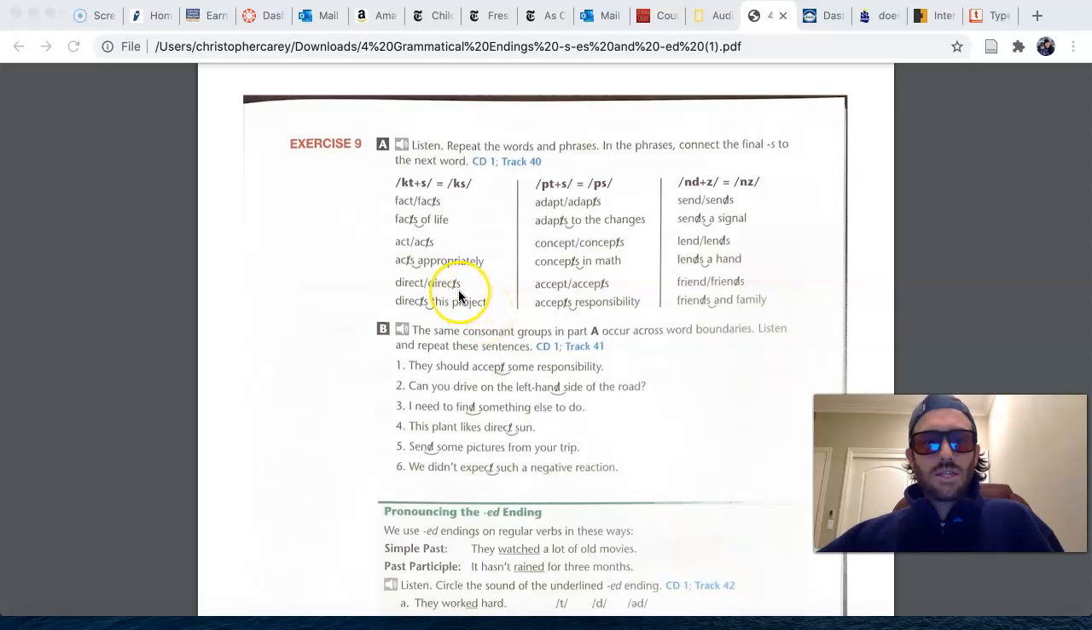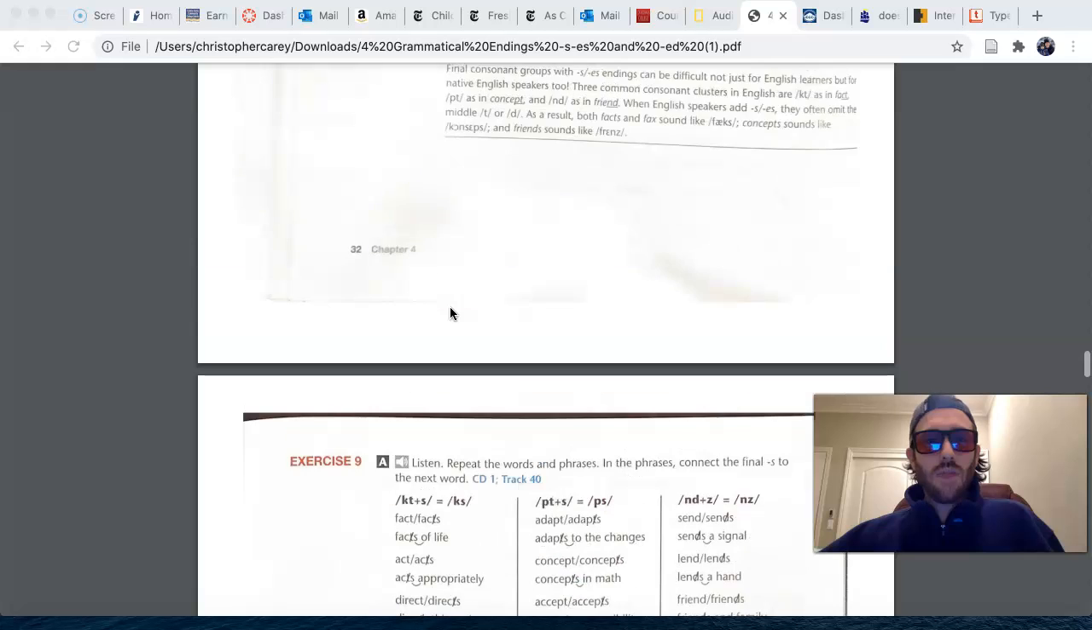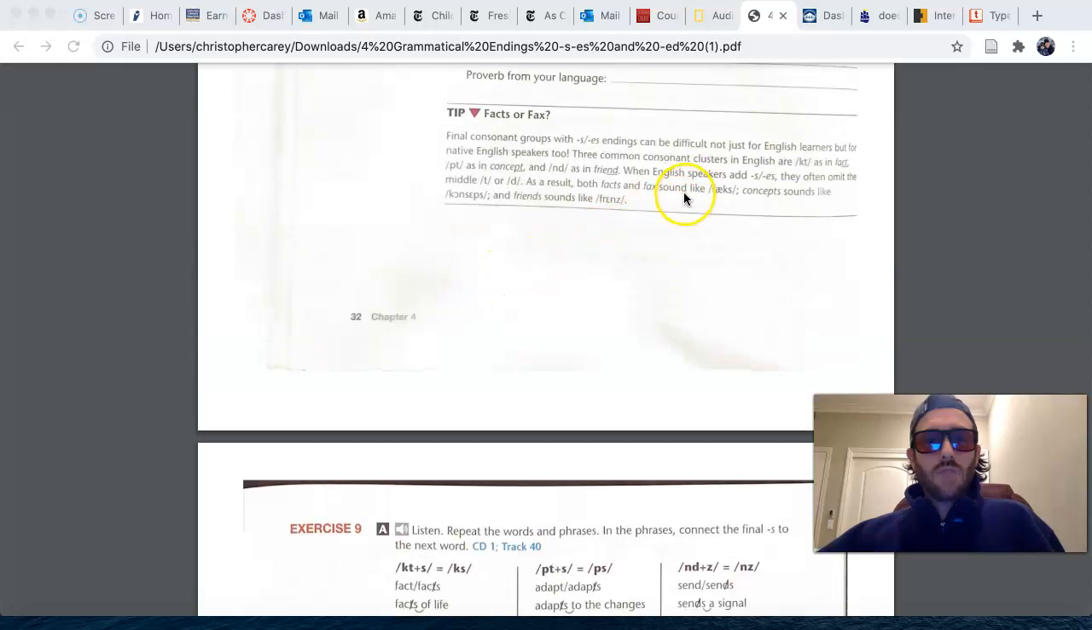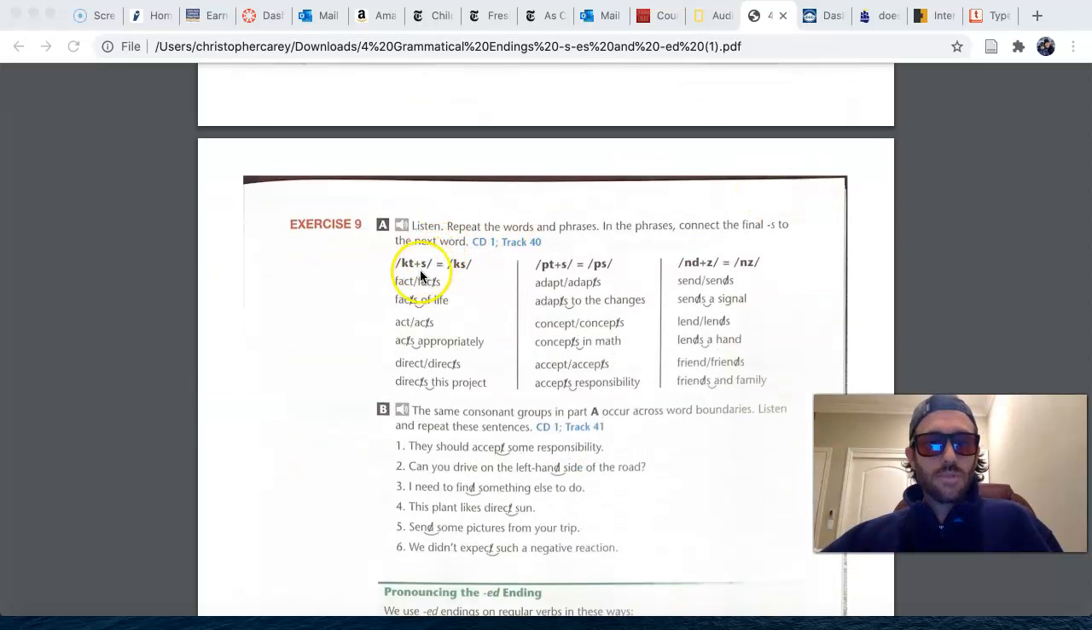So notice that the T sound, the middle T, right? We said oftentimes when we add S or ES, the middle T or middle D sound goes away. They omit, meaning remove. And you see that happens here. Facts, acts, directs. No T sound. It goes away because you have so many consonant sounds there together.